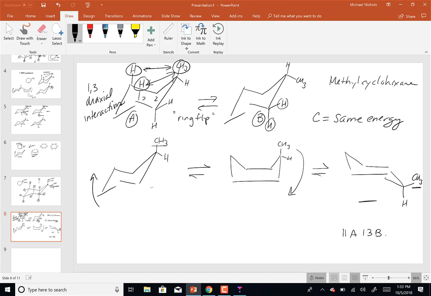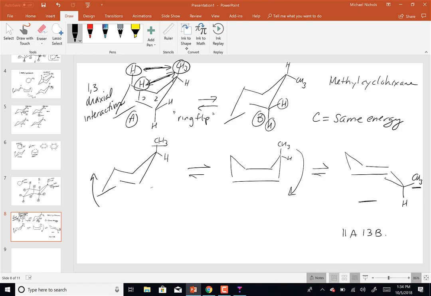Okay, so does that help in terms of the reasoning behind the rule? I mean, the rule is yes, groups have to be equatorial to be most stable, but why? Because they're going to undergo these diaxial interactions. And sometimes they're unavoidable. Okay. Does that make sense? So wherever possible, put the non-hydrogen group equatorial, and that'll be the most stable conformation.